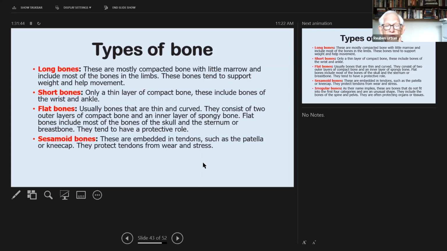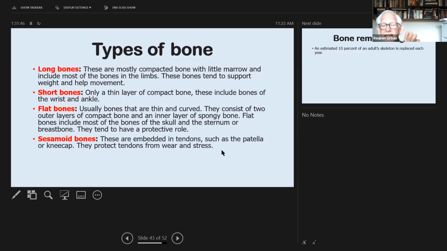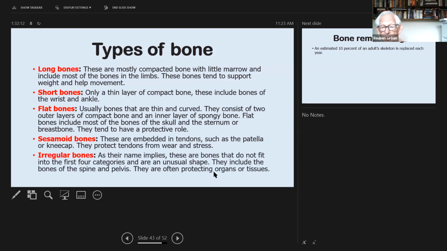The sesamoid bones are embedded in the tendons, like the kneecaps, the patella, and they protect the tendons from wear and tear, because when you bend your knee, the patella makes sure that it follows the groove at the top of your leg, right? And there are irregular bones, which are odd shapes, and they're all over the place in the pelvis and the spine.